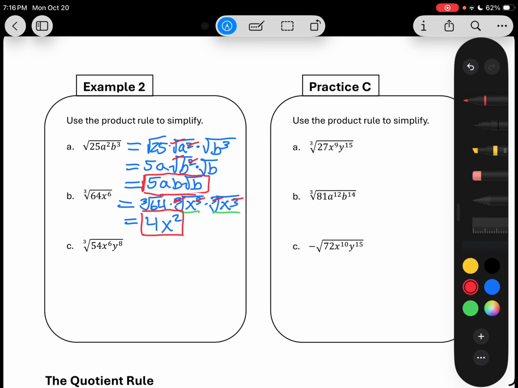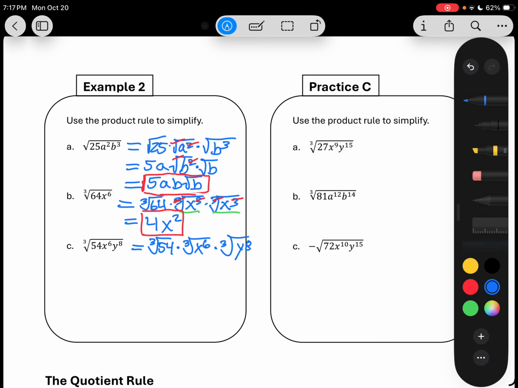Letter C, let's see if we can tackle that. So we've got the cube root of 54, and then let's split it up. So it's the cube root of x to the 6th times the cube root of y to the 8th.